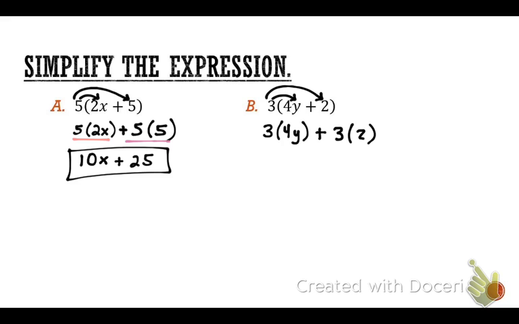Let's work from left to right. Christian, what's 3 times 4y? 12y, and then we can see this is a positive, so I'm going to bring down the positive. And Sarah, what is 3 times 2? 6. Is there anything left to do? No, there is not. So my answer is 12y plus 6.